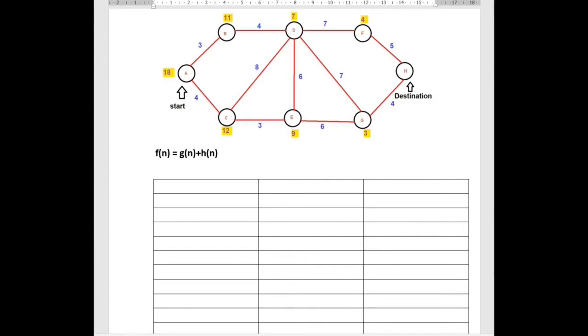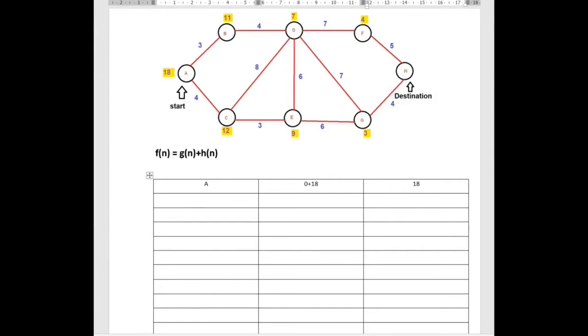In A, you can see what will be the cost. So the cost of reaching A: from A to A, the cost will be 0. And we are going to add the heuristic value. What is the heuristic value of A? That is 18. And we are going to add the sum here. So for A, I am getting the value as 18.